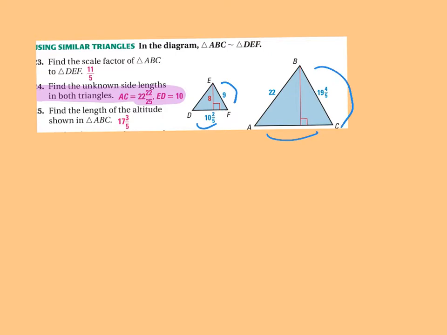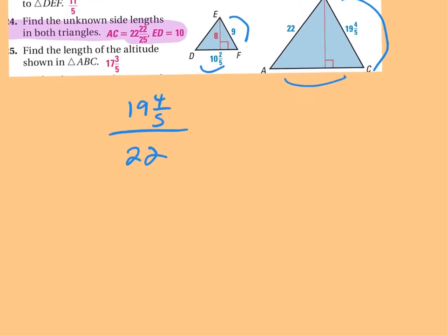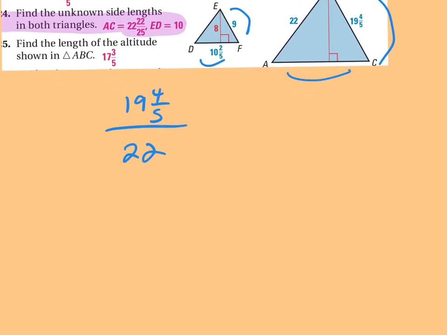So it said ABC, which is the one on the right, to DEF, which means 19 and 4/5 would go over 22. So when I convert 19 and 4/5 into an improper fraction, it would be 19 times 5, right? So this would be 95 plus 4, 99 over 5 over 22.